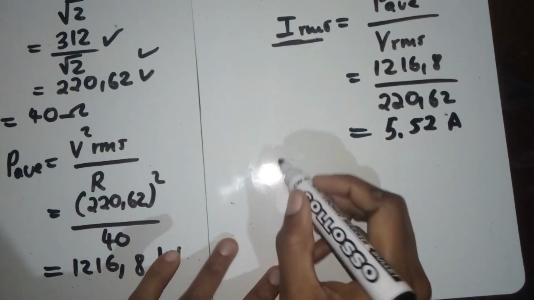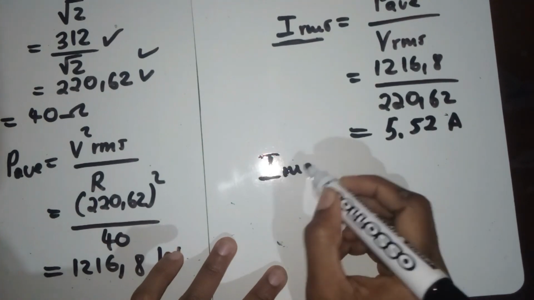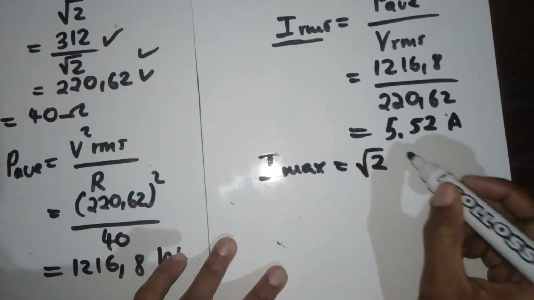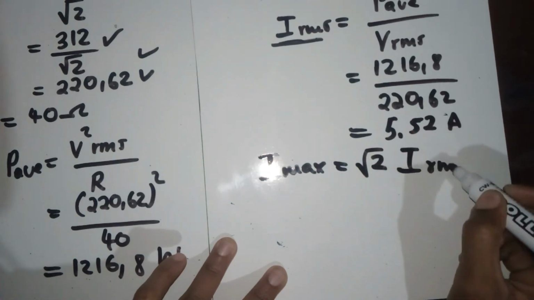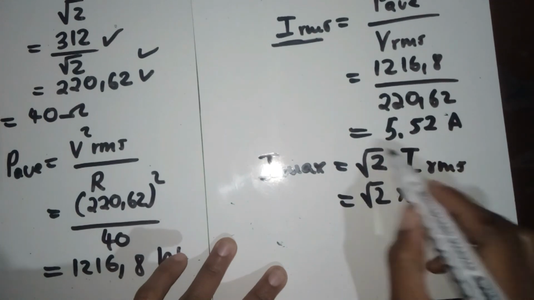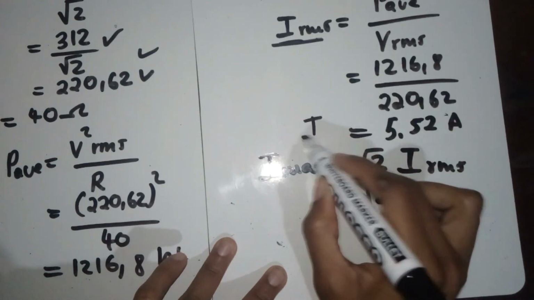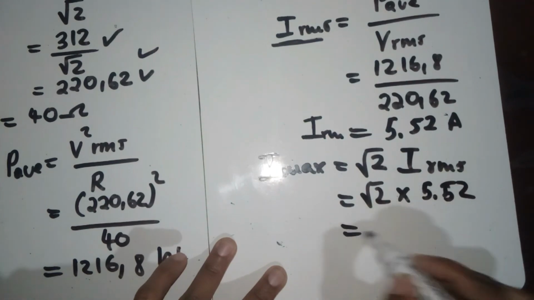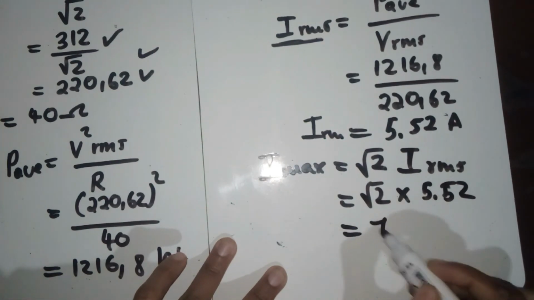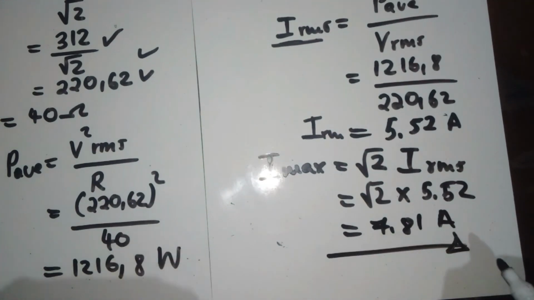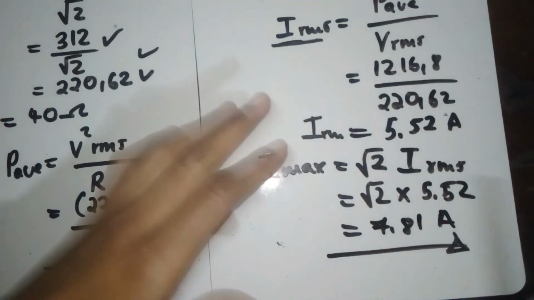And then yes, to find Imax, it's just a matter of saying it's the root of 2 multiplied by IRMS. I've already showed you how to do it. So that is the root of 2 multiplied by our IRMS value of 5,52, which, if you put it in a calculator, will give you 7,81 amperes, right? So that's the value that you're supposed to find. And this brings us to the end of this lesson.